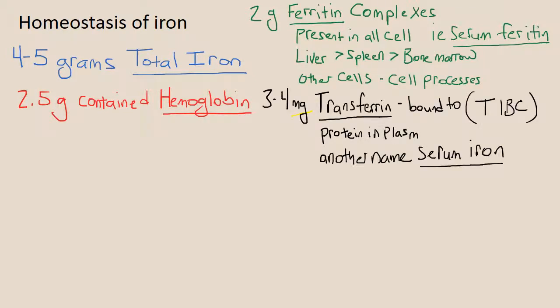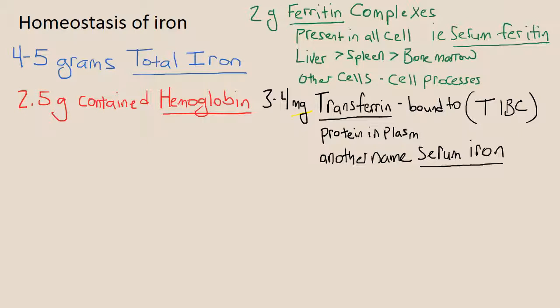So another thing that we like to look at is the transferrin. Now that's 3 to 4 milligrams, not grams, but 3 to 4 milligrams. And what that measures is the body's capacity to bind iron. Transferrin is responsible for that. And the TIBC is the total iron binding capacity. Okay, how much capacity do we have to bind iron? And the serum iron, that's the laboratory measure of the amount of circulating iron that is bound to transferrin.